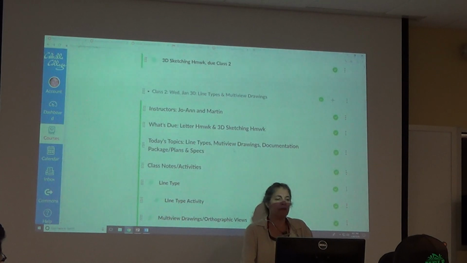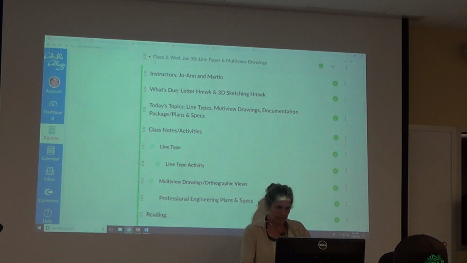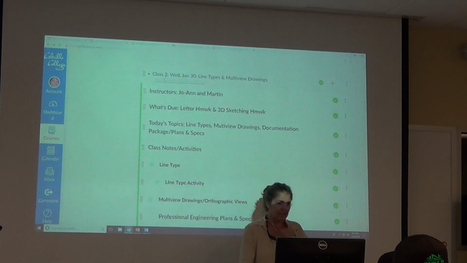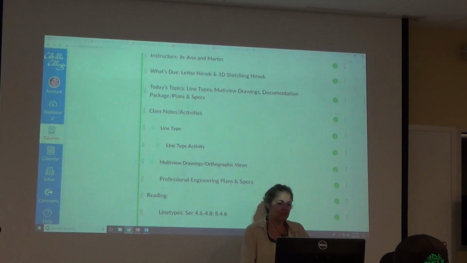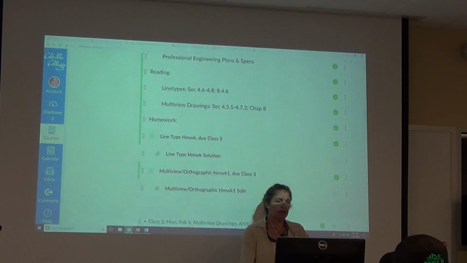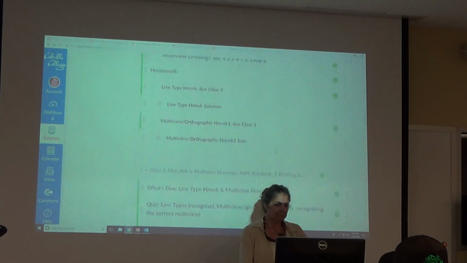What I want to do is go over Canvas. Everybody's got it? You have the class day, the day of the week, the date, the topic, instructor, what's due, what topics, all the class notes and activities, the reading, and the homework. So today, you're getting a line type homework assignment, and a multi-view orthographic homework. And the solutions are here, but I haven't published them yet.